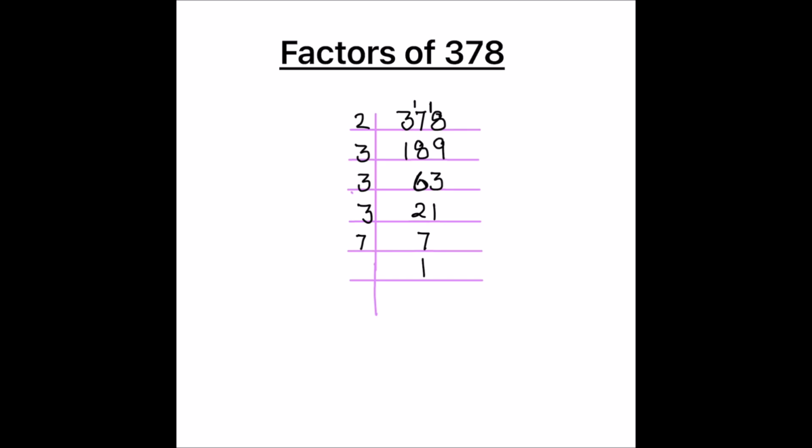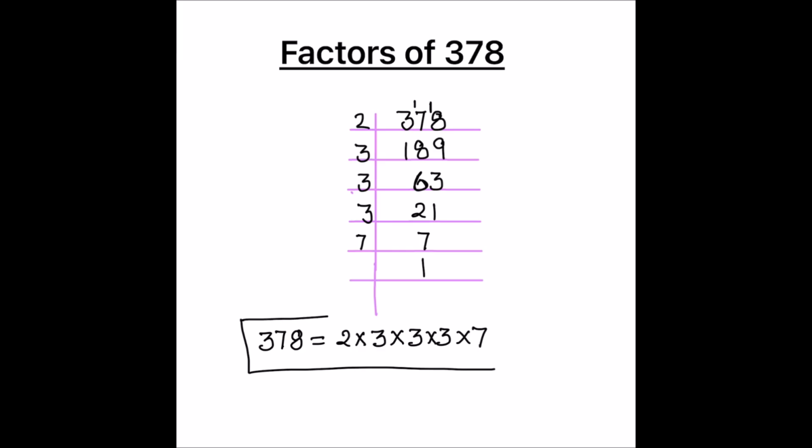So now we got the factors of 378. All the numbers on the left hand side of the ladder are the prime factors of 378. So the prime factors of 378 are 2 times 3 times 3 times 3 times 7. So this is how we find the prime factors of any number using prime factorization.